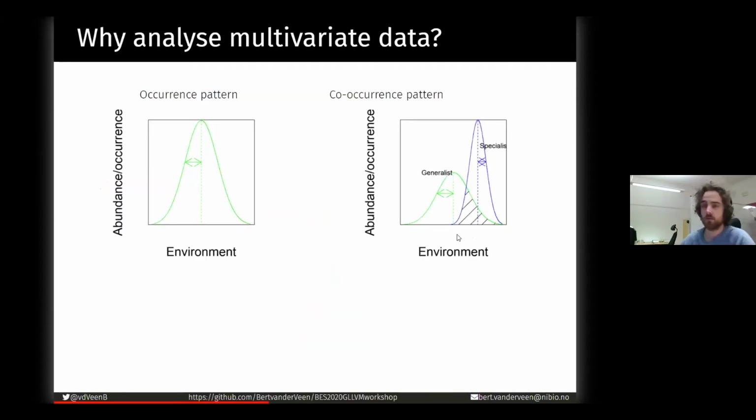In contrast, we look at the second figure here, where we have now two species, the green and the blue one, where one has a wider response curve than the other. So one's a generalist, one's a specialist. And then we can also consider the space where they can both occur and what that means, right? So that's this dashed area here.